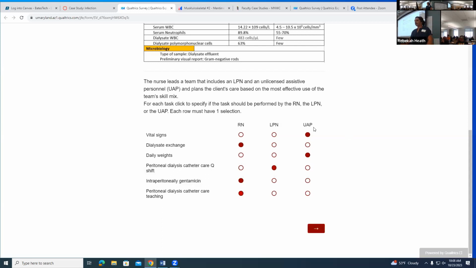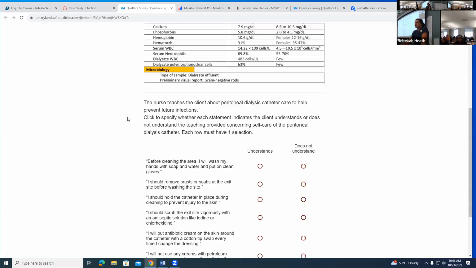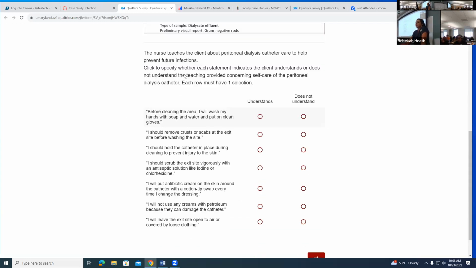Okay, last question. No new information. They teach them, and now we need to say, does this patient understand or not understand self-care about the peritoneal dialysis? It says, before cleaning the area, I'm going to wash my hands with soap and water and put on clean gloves. Yes. I think it understands, but usually at home, we don't tell patients to put gloves on. They just wash their hands. But it says understand, so yes.